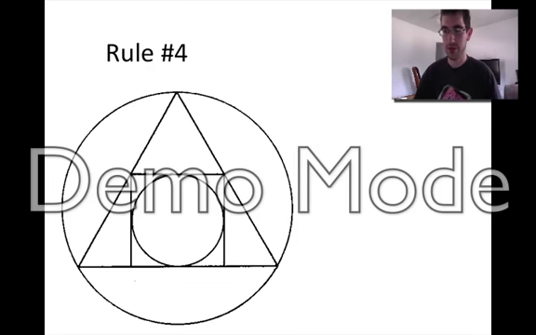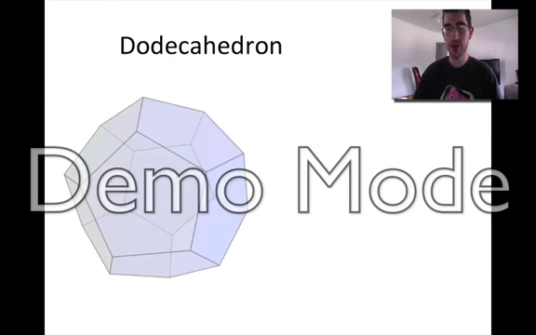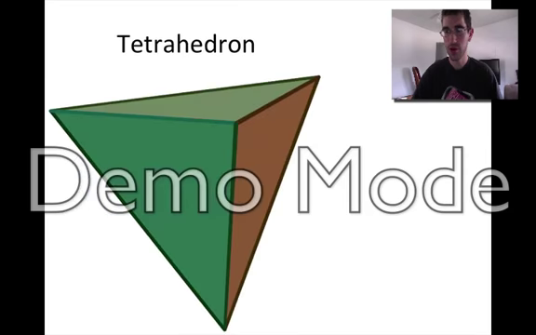What's up first? We have the dodecahedron. It has 12 pentagonal faces, and 3 of which meet at each vertex. Next up is the tetrahedron, which is 4 triangular faces. 3 meet at each vertex with 6 edges and 4 vertices. There's actually a few triangular platonic solids here.